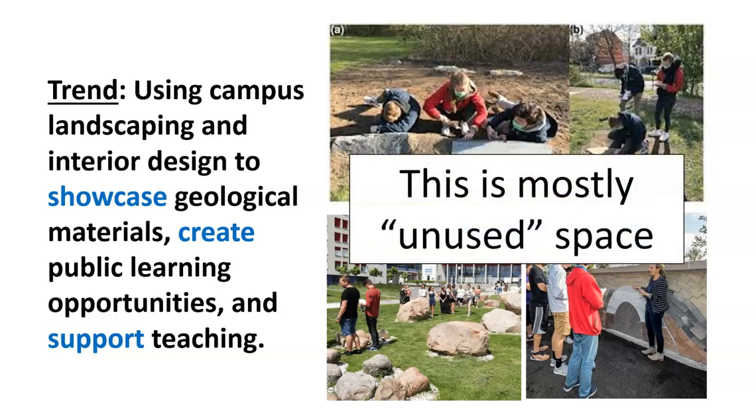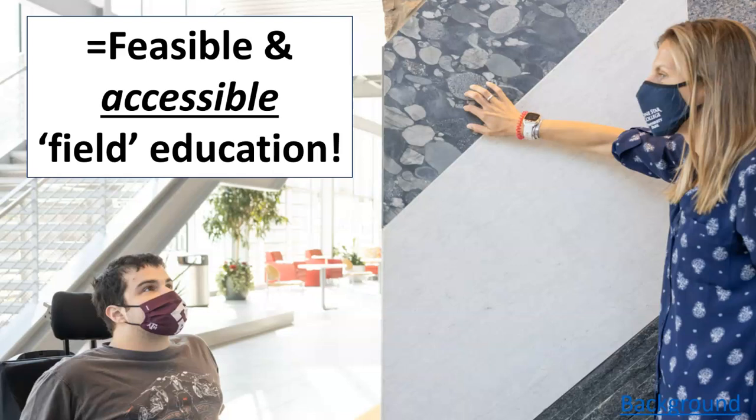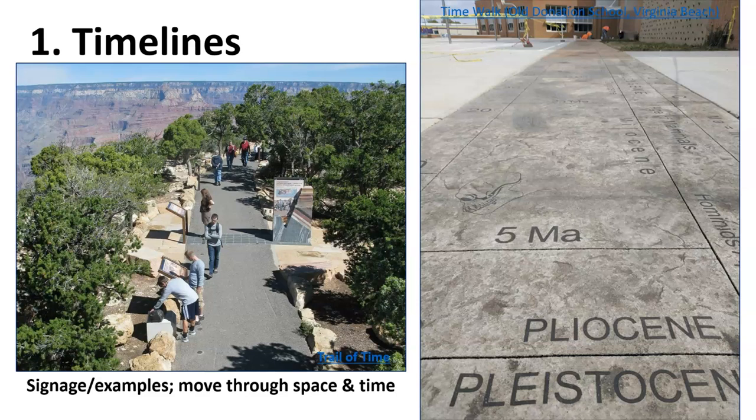The wonderful thing about this is mostly unused space. It's space that exists simply as an access to a place or the literal structures that hold up a building. We're utilizing those for teaching. It's also wonderful in that it not only erases those economic barriers, it erases or at least significantly reduces the physical barriers to field education. So what does it look like?